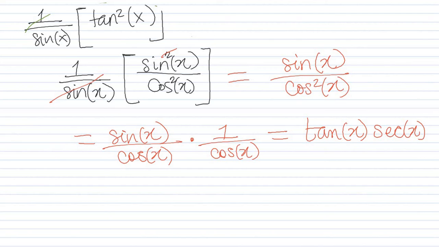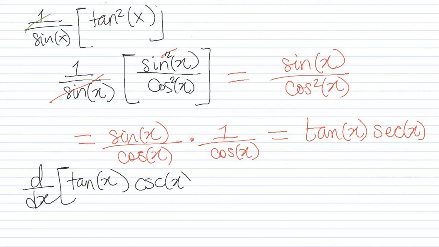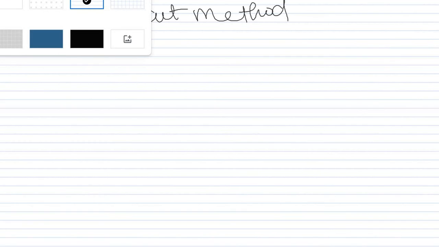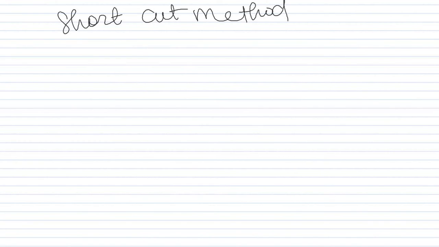Now, we have all of this information. Therefore, the derivative of tan x cosecant x is the same thing as tan x secant x. Now, I'm going to teach you the shortcut method as it applies to this question. So the shortcut method, so we don't have to do this entire work. Like if we can avoid doing this much work, especially if you have a situation where you're doing an exam or an assignment where you have multiple choice questions and you don't have enough time.